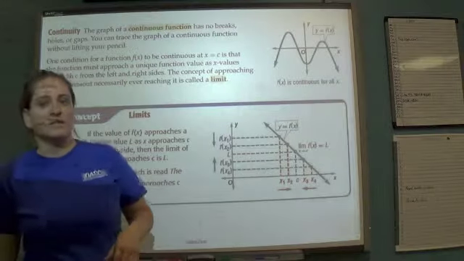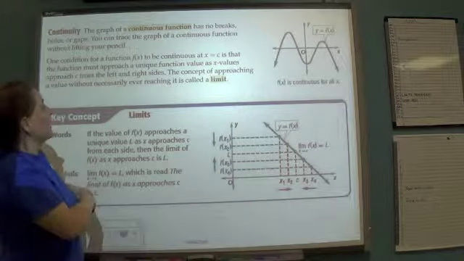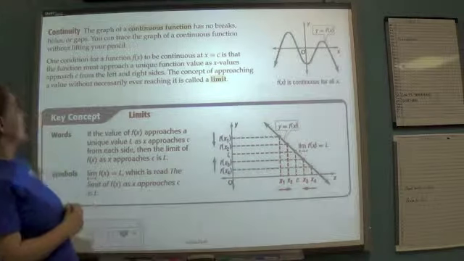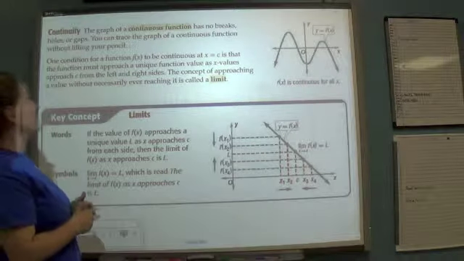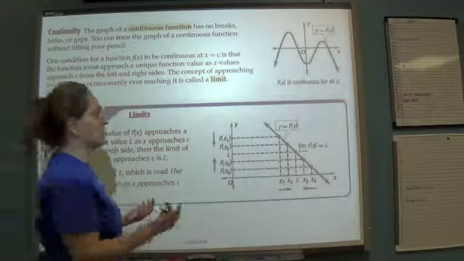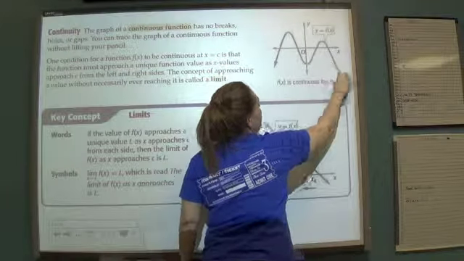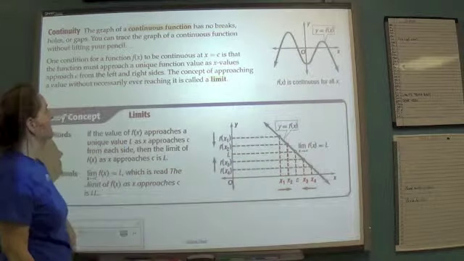Okay, this is a long page, but I took this exactly out of the book, obviously. So here we go. The graph of a continuous function has no breaks, no holes, or no gaps. You can trace the graph of a continuous function without lifting your pencil. So basically, you're just tracing it and the pencil never comes up. There's no break in the graph.